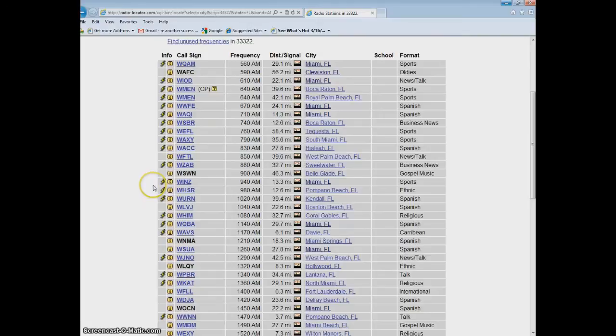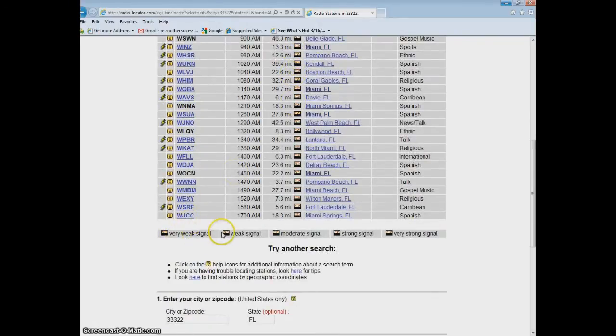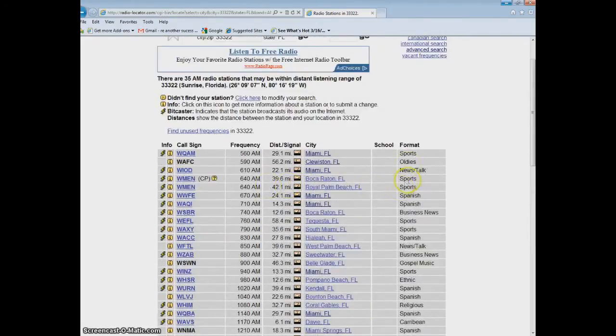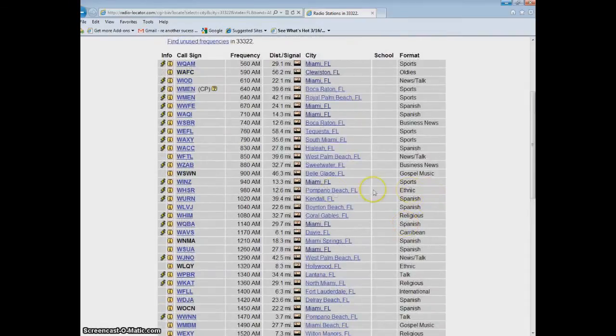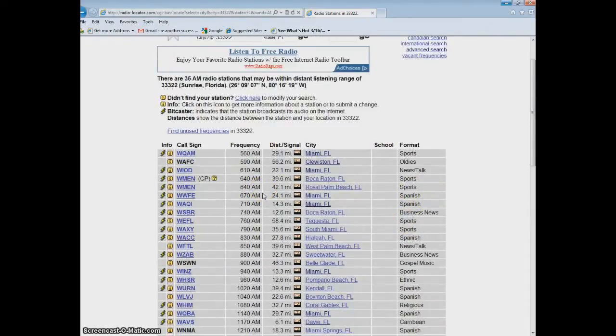It gives the call sign in letters, it gives the frequency, the distance from my particular zip code, then it gives a little strength or signal meter here. It gives you an indication of how strong your signal would be. It gives the city location, then what particular format it is, if it's Spanish or sports and so on. The Sony doesn't have a digital readout, so you just have the regular frequency, so it's kind of hard to tell exactly what station you're on sometimes, but this also will help you.